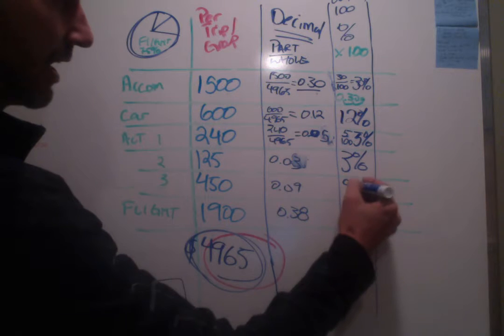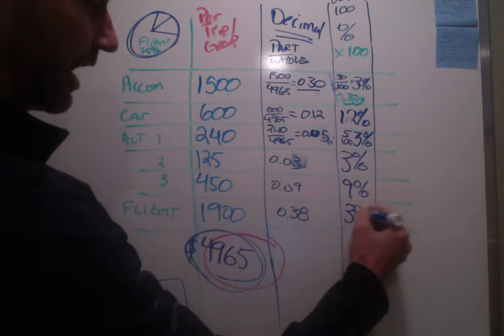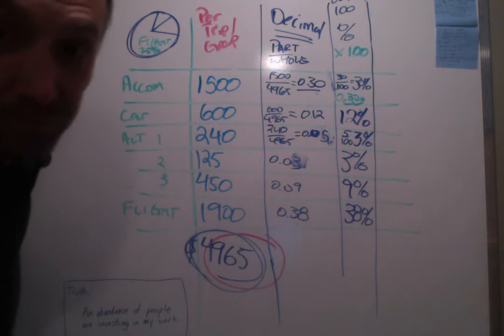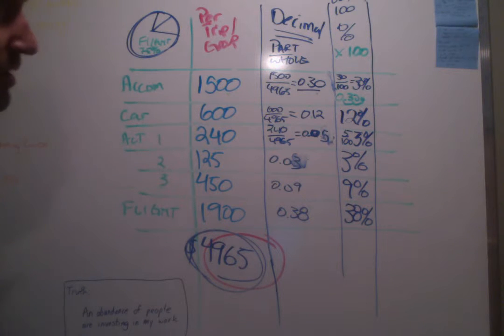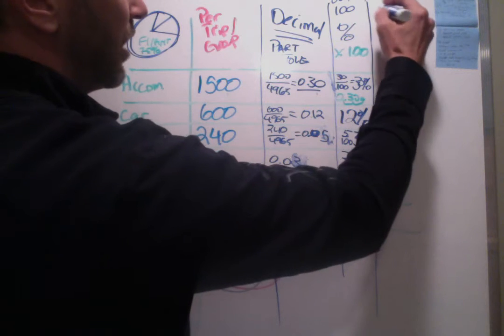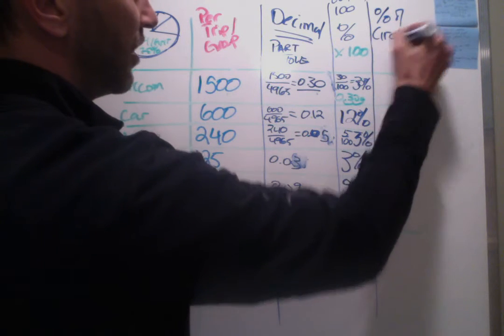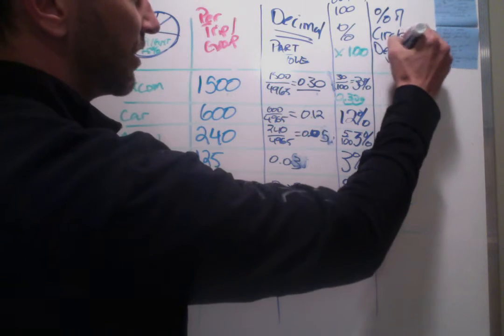0.09 is going to give me 9%. 0.38 is going to give me 38%. Okay, that one's pretty self-explanatory. Now, the last column is what students find the hardest. Okay, so this is our percent of circle, or the degrees.